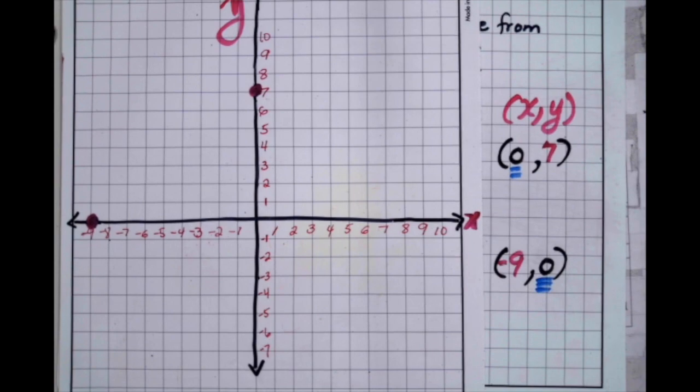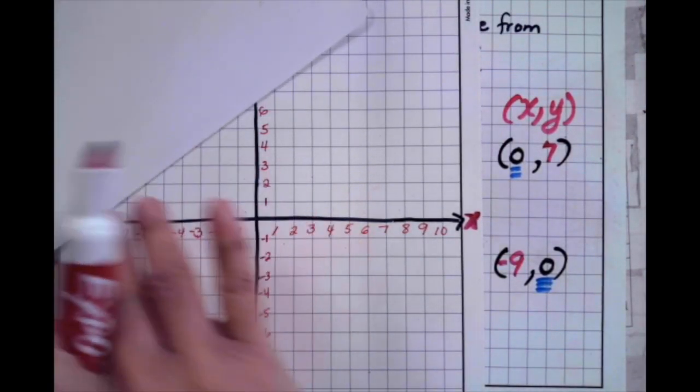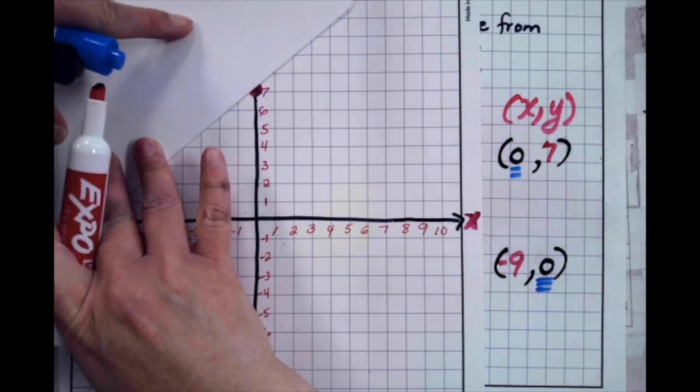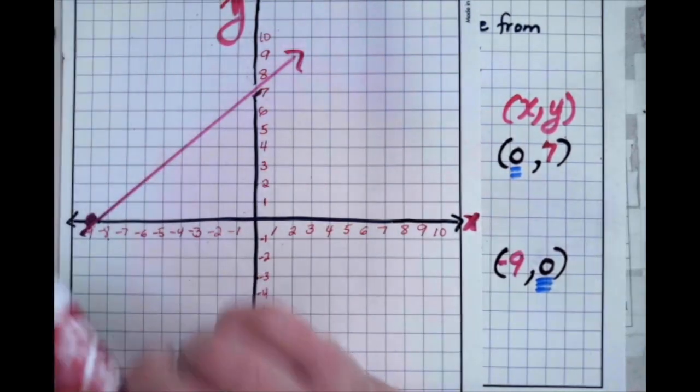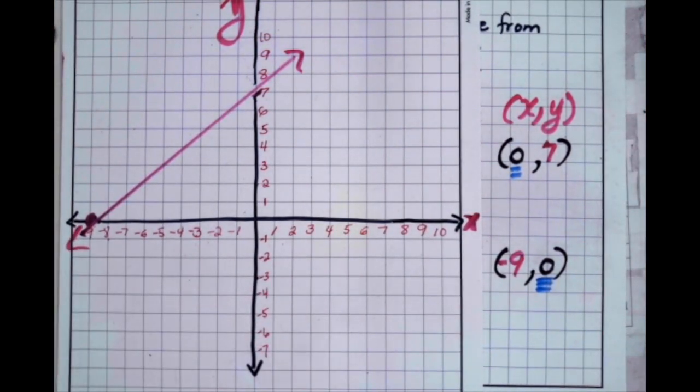And now that I have my 2 points, I can actually get a straight edge and put it there and go ahead and mark a line between the 2 points. And that's my line. That is how to graph a line from an equation in standard form.